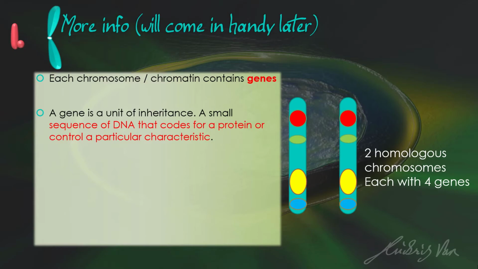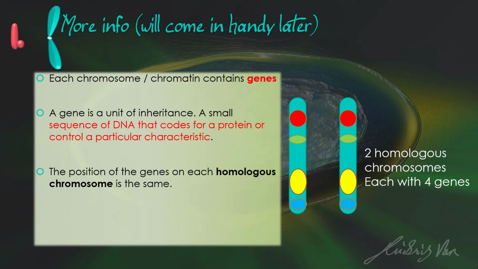For example, this pair of homologous chromosomes each have 4 genes. That means that part of the chromosome actually codes for a protein. The position of the genes on each homologous chromosome is the same. That means if the red region codes for blood type on one of the homologous chromosomes, on the other homologous chromosome, it must be in the same location. It cannot be, let's say, the yellow spot which codes for your blood group.